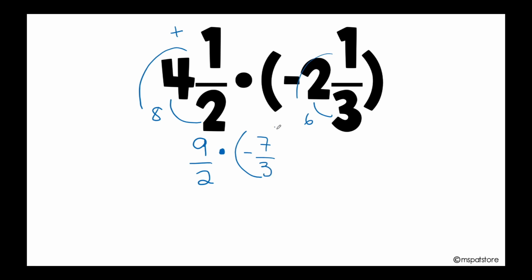Denominator stays the same. As you can see, these are different signs. So my final answer has to be negative. Let me place a negative sign so I do not forget. 9 times 7 is equal to 63. And 2 times 3 is equal to 6. As you already know, I cannot leave it as an improper fraction. So I need to turn that either into a decimal or a mixed number.